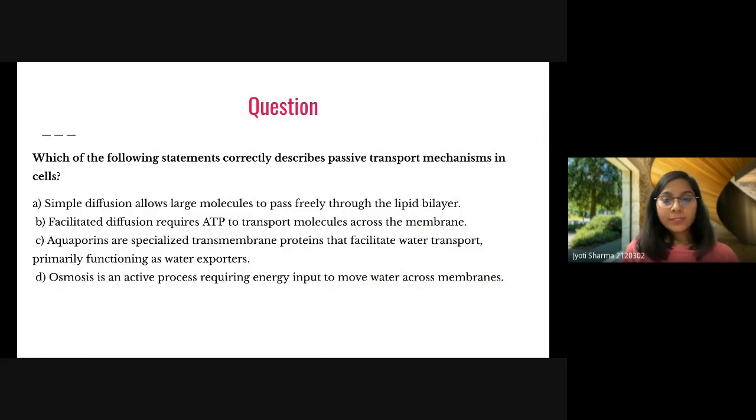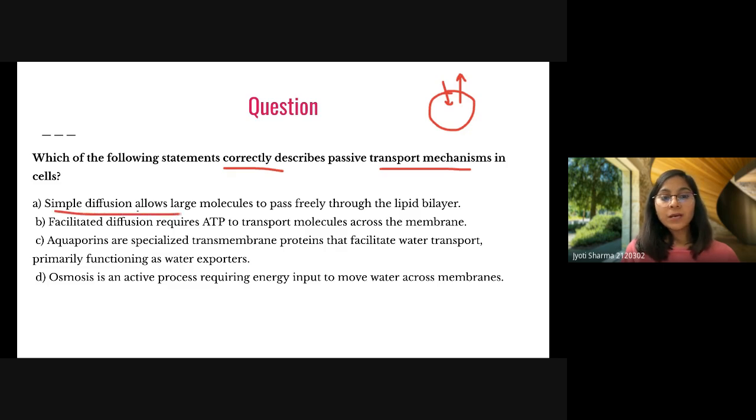Okay, the next question is, we have a cell, right? We have the cell membrane, and if something needs to enter or exit that cell, then we must have some transport mechanism. And we do have two types of transport mechanism. One is passive and the other is active. This question is based on the passive transport mechanism. So you have to tell me the correct statement, and I have four options.